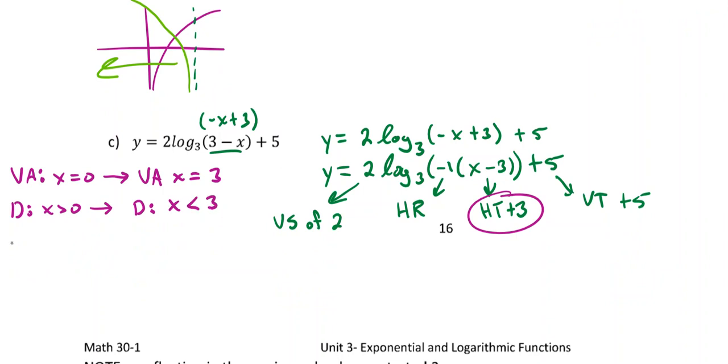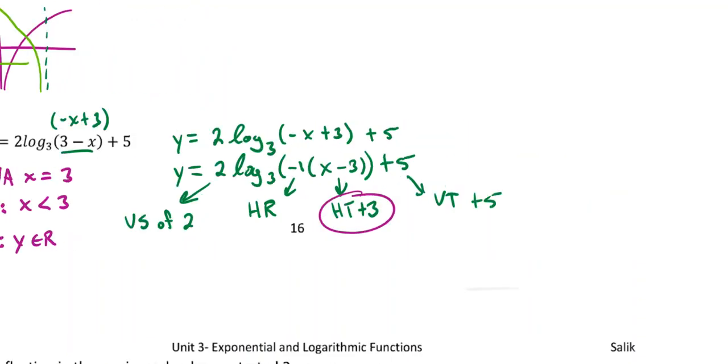Okay, and then the range will still just be the same, right? It's going from negative infinity to infinity. So y is a member of the real numbers. Okay, x-intercepts.